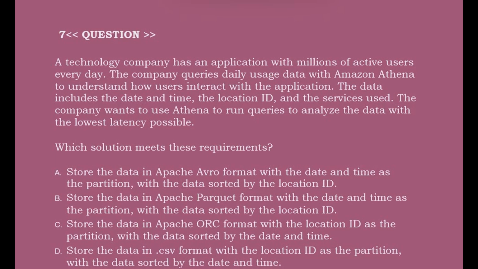Option C. Store the data in Apache ORC format with the location ID as the partition with the data sorted by the date and time. Option D. Store the data in .csv format with the location ID as the partition with the data sorted by the date and time.